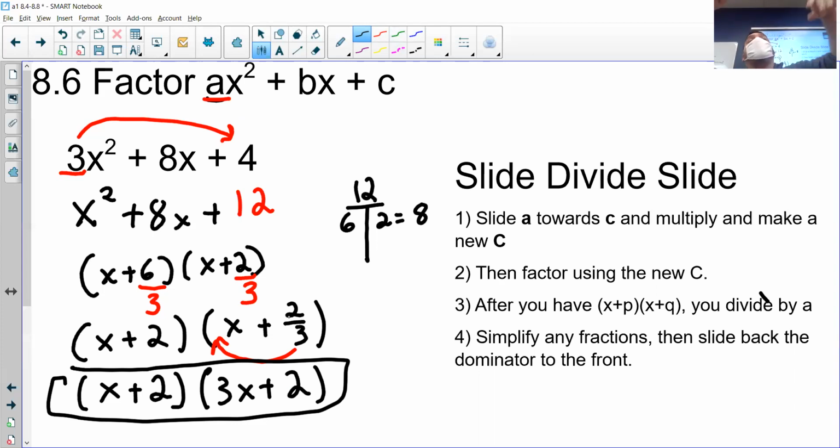Oh, because first off, can you simplify 2 over 3, Michael? No. So then I move the 3 to the front. The denominator, so the bottom part of the fraction, to the front of the x. The reason I do that is that if I FOIL it back out, like do the multiplication, you will get back the original equation. If you don't do that, you won't get the original equation.